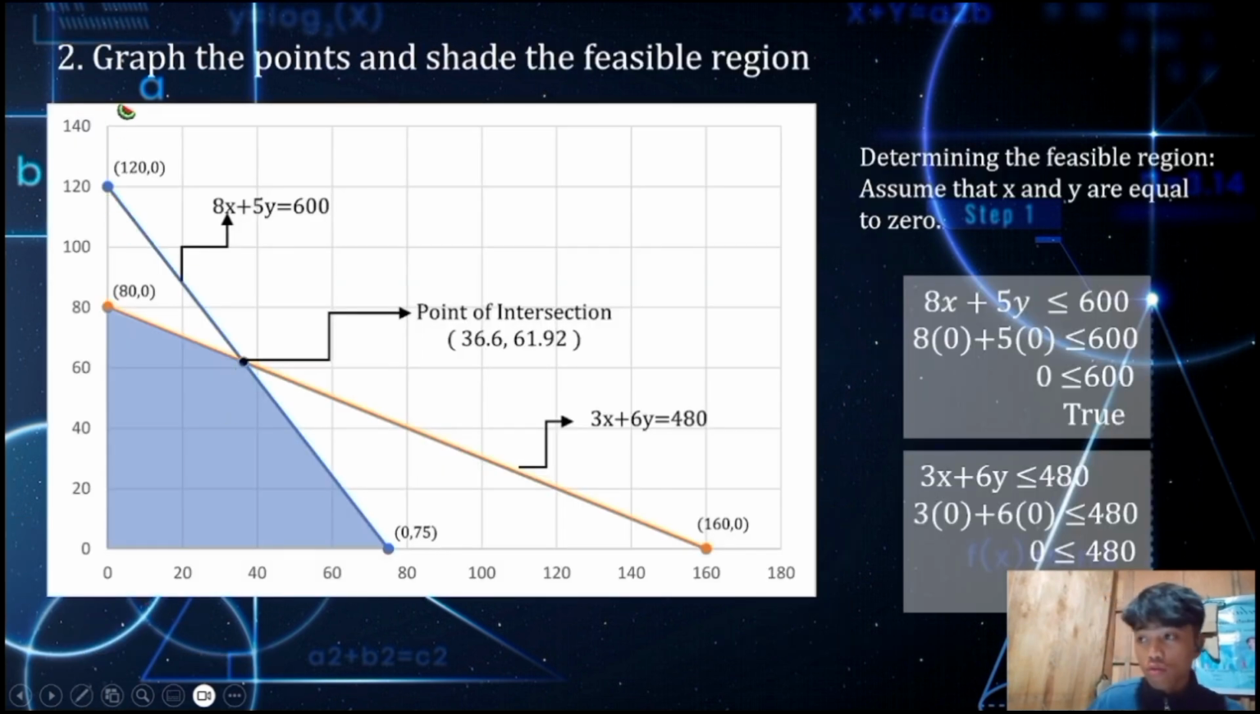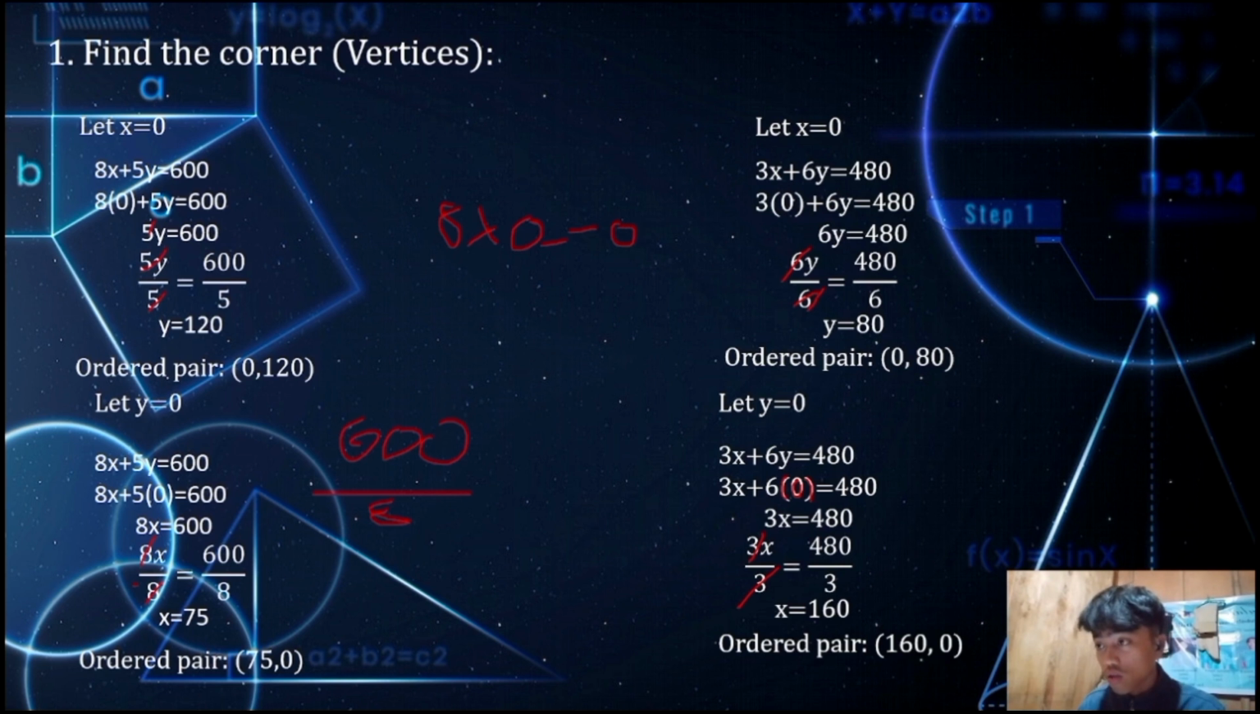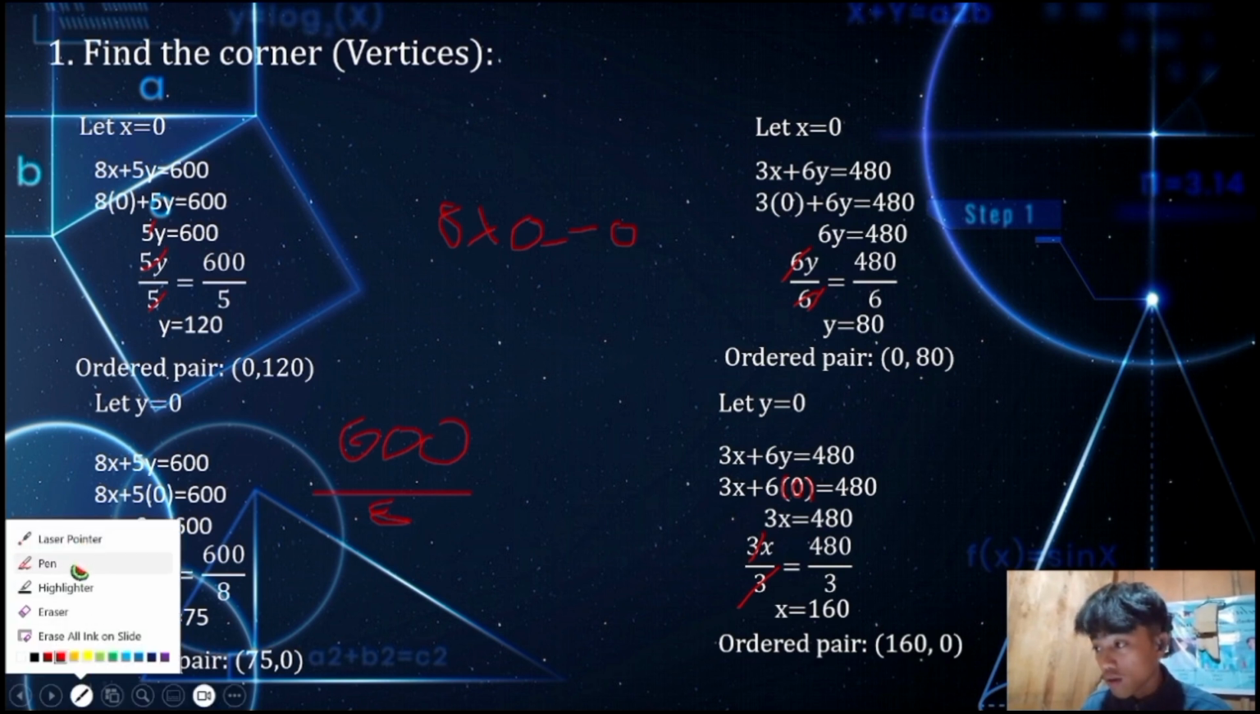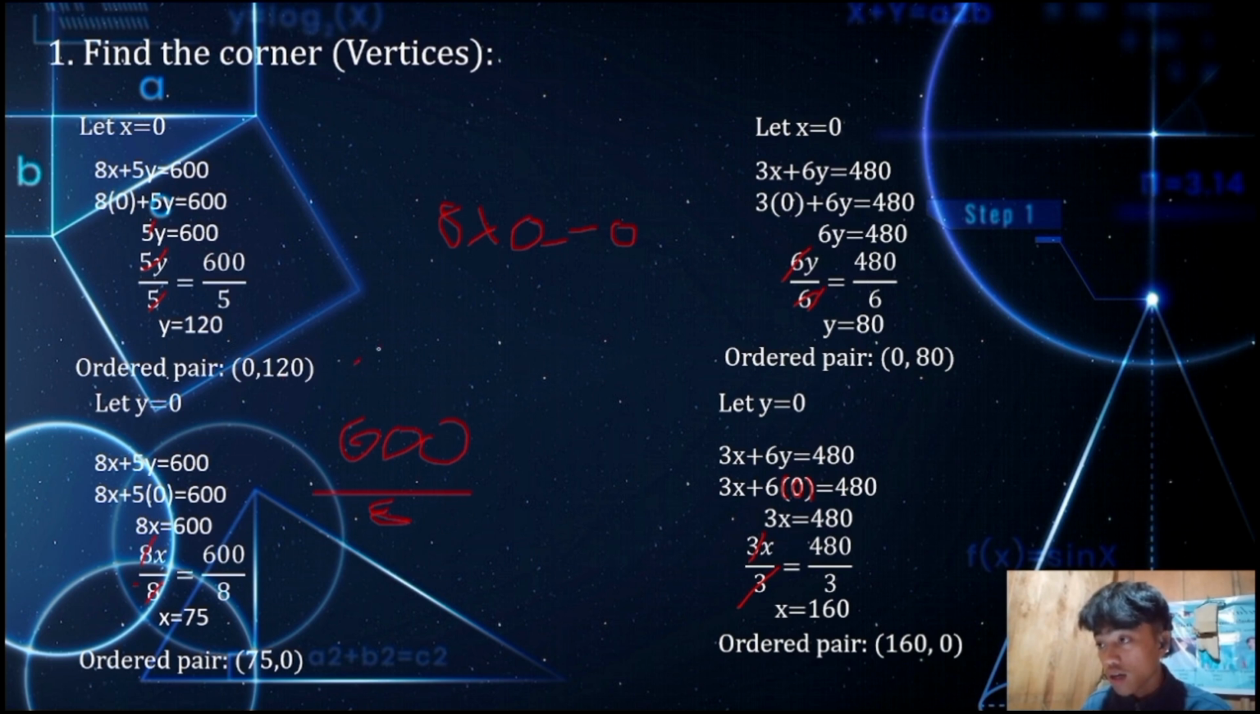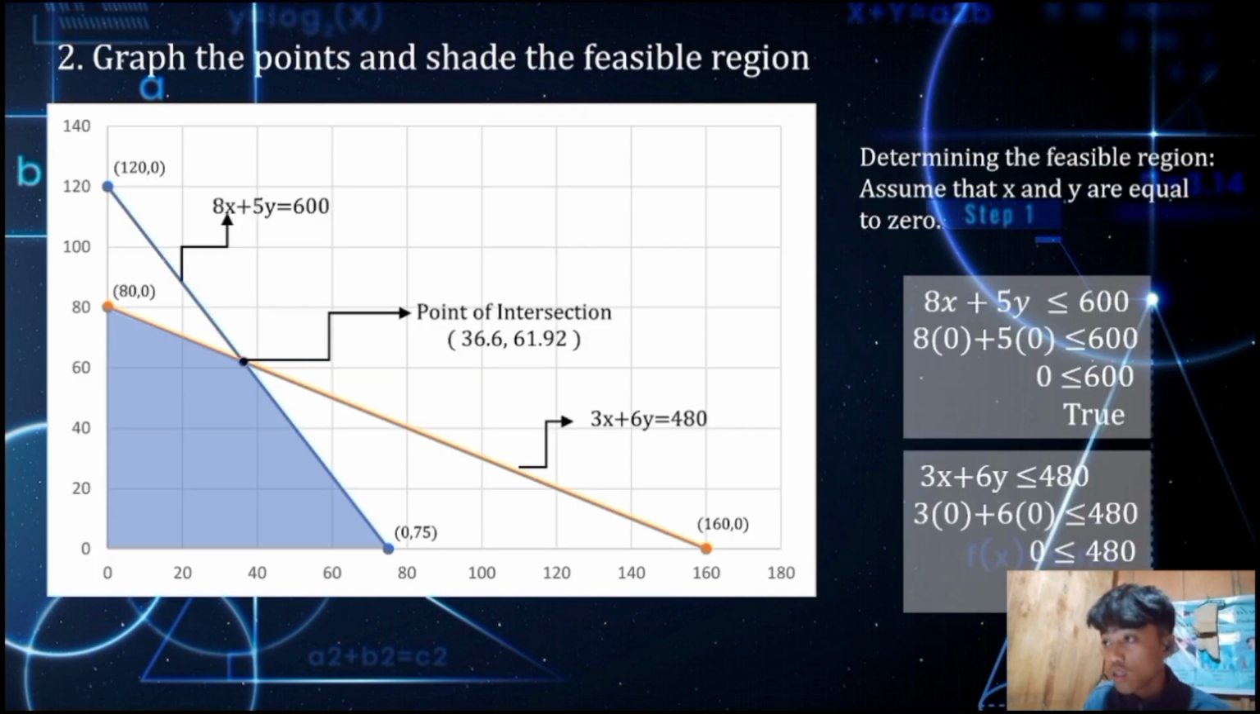Number two, graph the points and state the feasible region. So we graph it. Earlier, the ordered pair was (0, 120). Here you can see it at (0, 120). Oh, that's wrong.